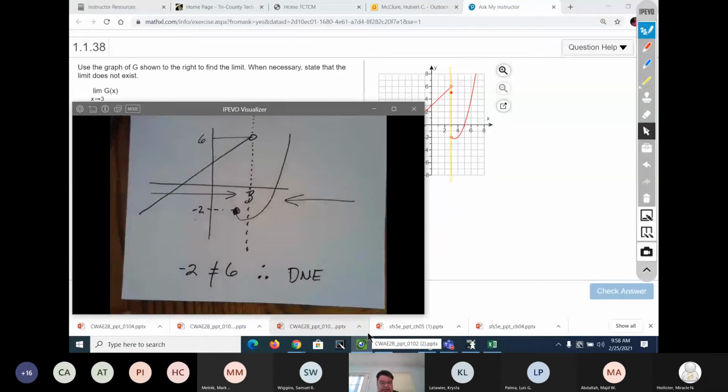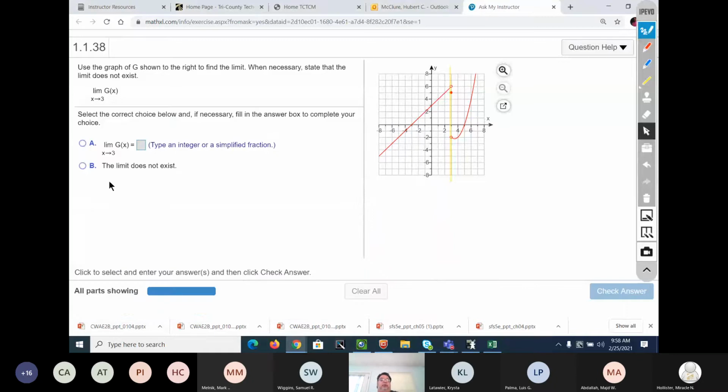And I think we talked about that last time we met. So this limit does not exist because -2 does not equal +6. The two limits have to be equal. That is a test question.